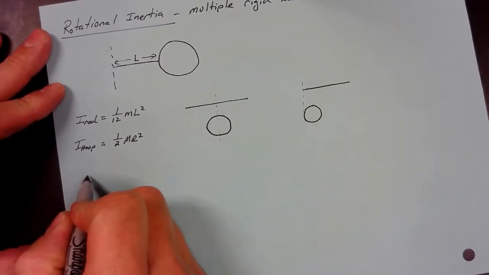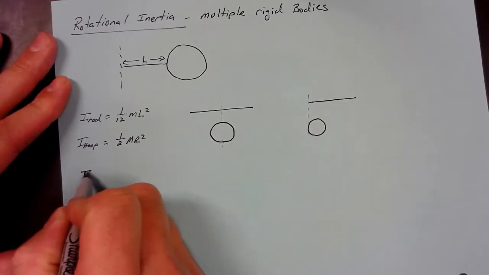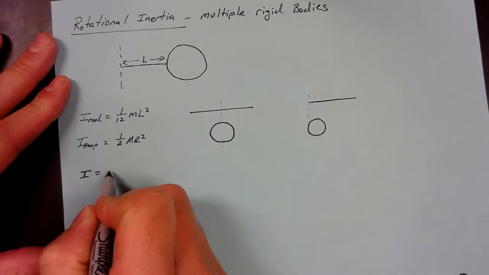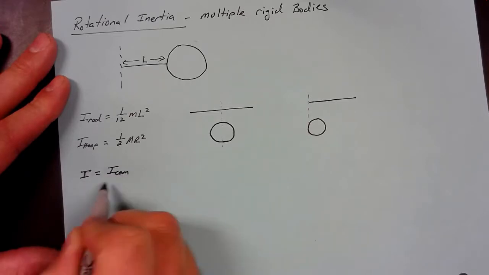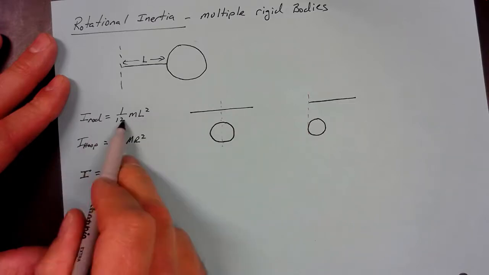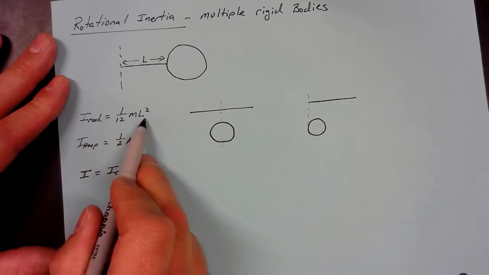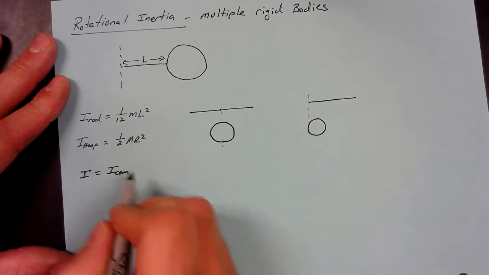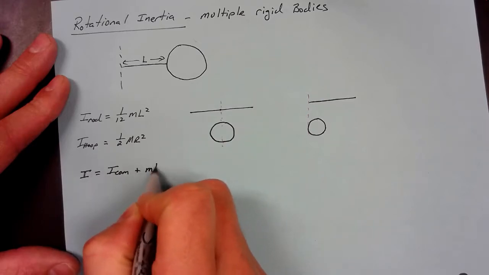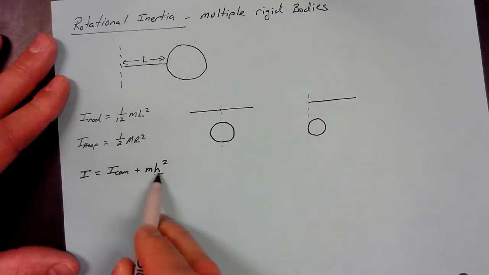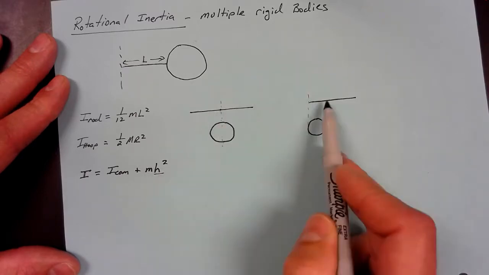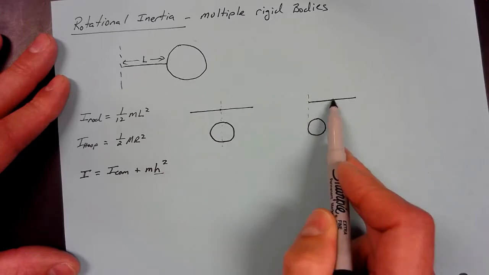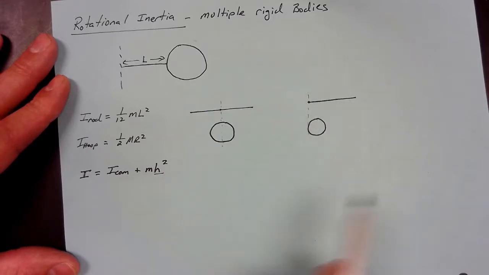Parallel axis theorem is that the I of the center of mass, whatever the normal amount is, so this would be around the center of mass of the rod, all right, plus mh squared, where h is going to be the distance that we move the axis, right? So here we're moving the axis half of the length.